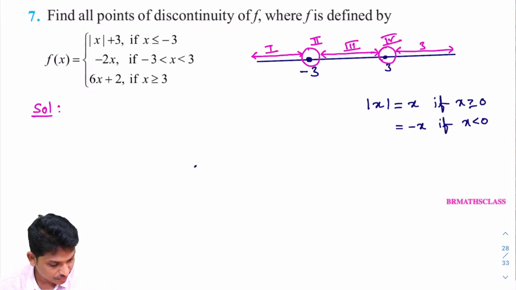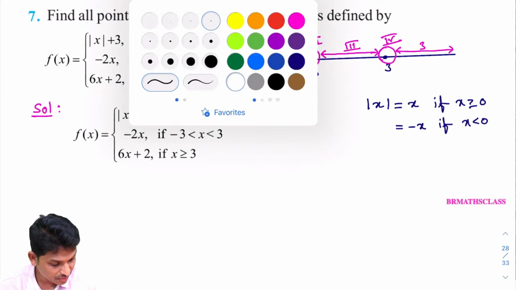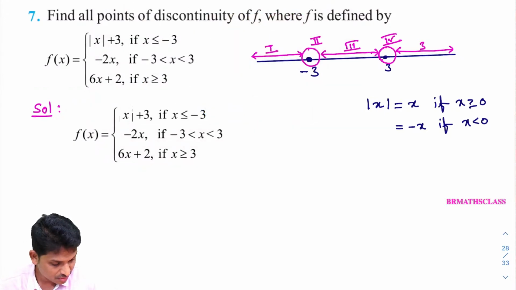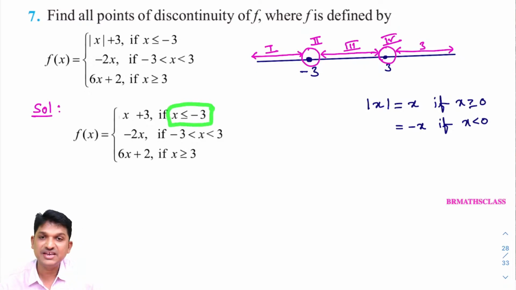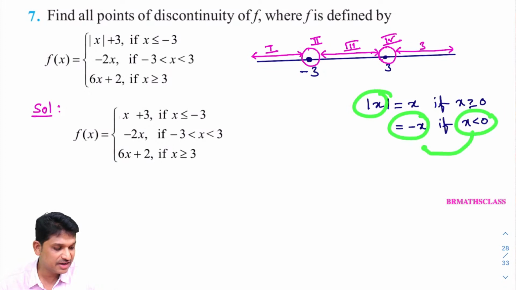So, here I am writing the given function. Look here, I have written the given function. Here, you see this one: x is less than or equal to minus 3. X less than or equal to minus 3 means all x values are negative or not? Yes, all x values are negative. When x values are negative, what do you know about modulus of x? Modulus of x is minus x.